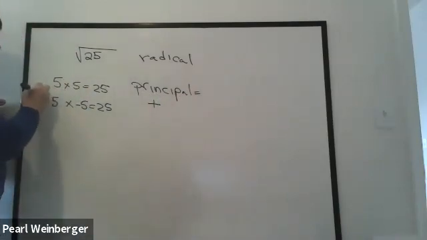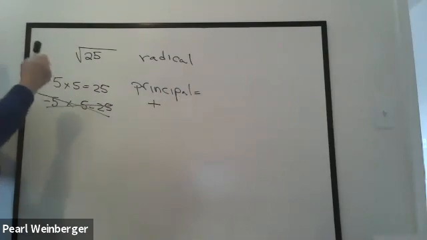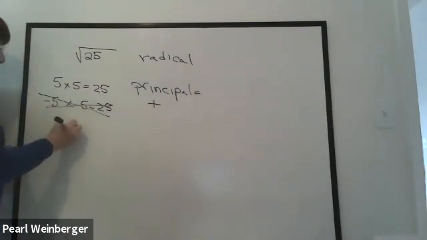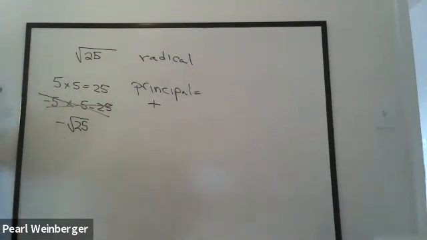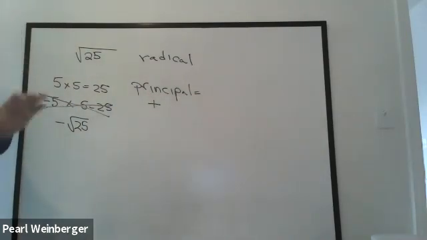In other words, I don't use as an answer negative 5. If I want negative 5, I'd have to put a negative in front of the square root of 25, like that, to get negative 5. Because even though when I multiply negative 5 by negative 5, it does give me 25, this symbol, radical 25, only means the positive answer, the positive 5.